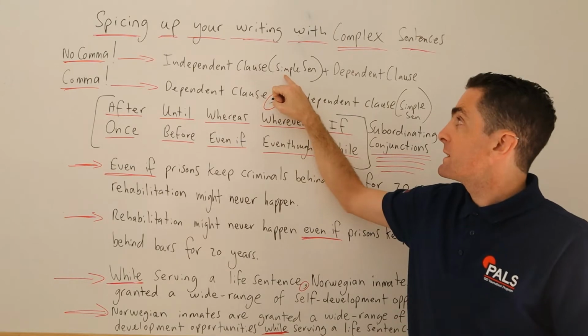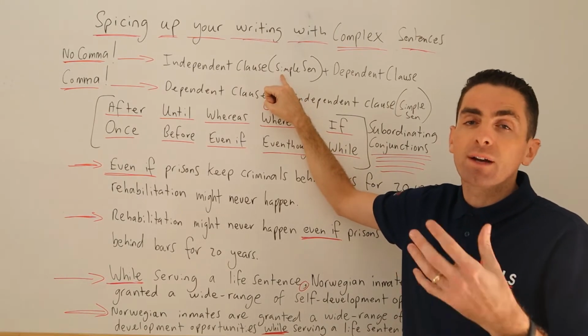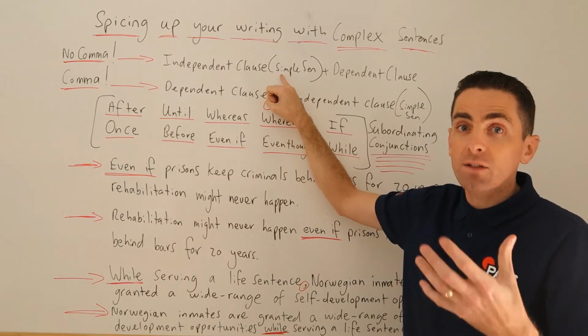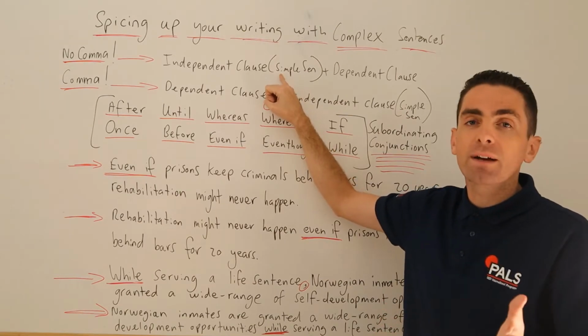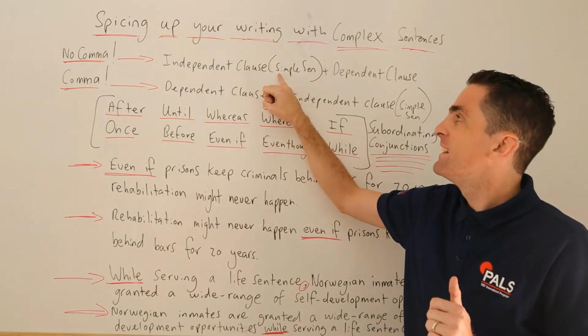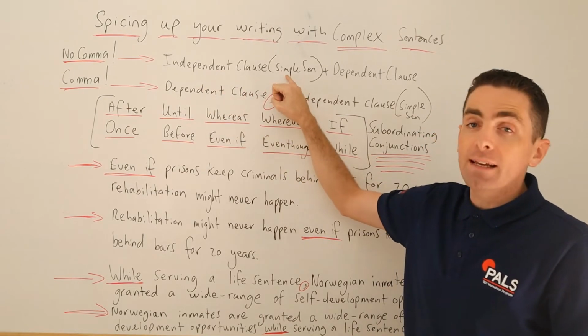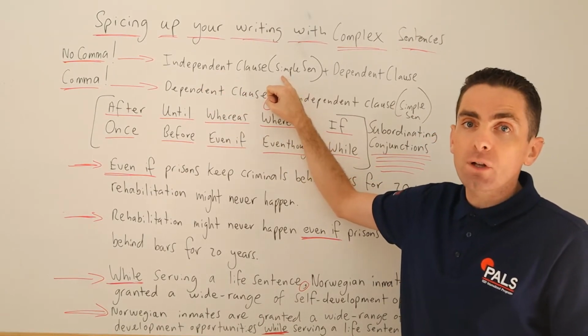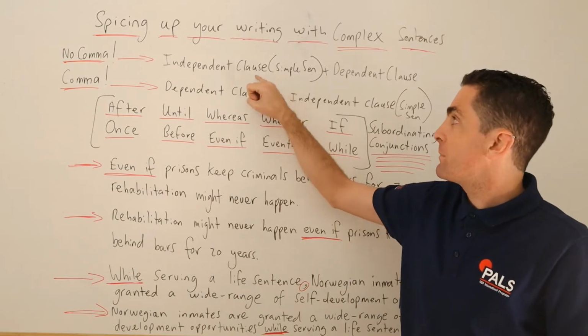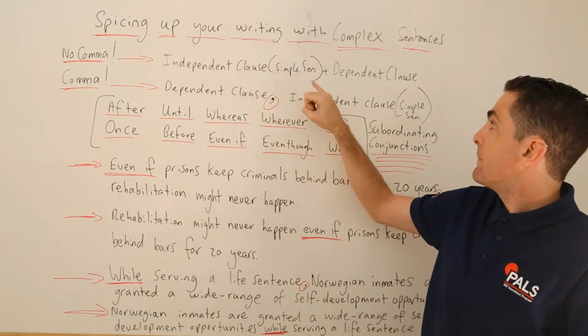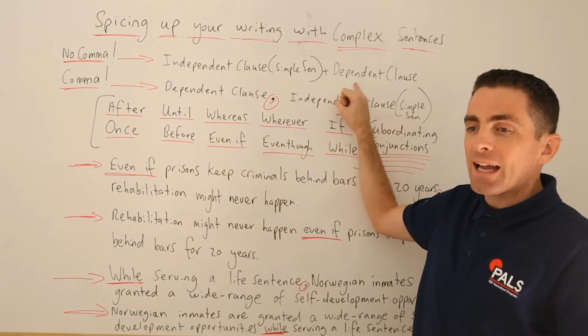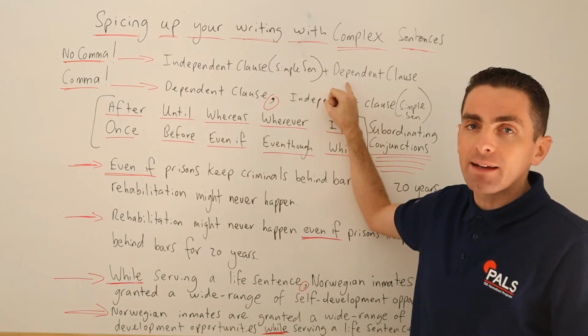So, sentences with a subject and a verb, a subject, a verb, and a verb, a subject and a verb, or a subject, subject, and a verb, and a verb. So they're simple sentences. Independent clauses are the same thing. You can have a full stop at the end of an independent clause or simple sentence. A dependent clause, you cannot have a full stop at the end.